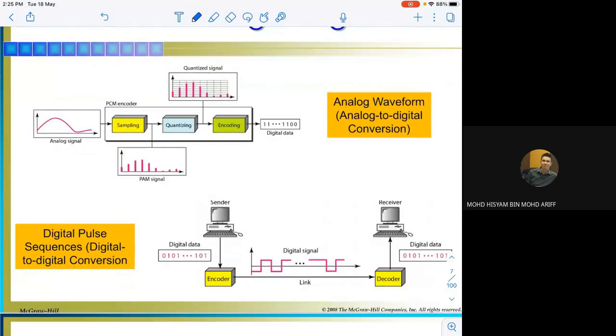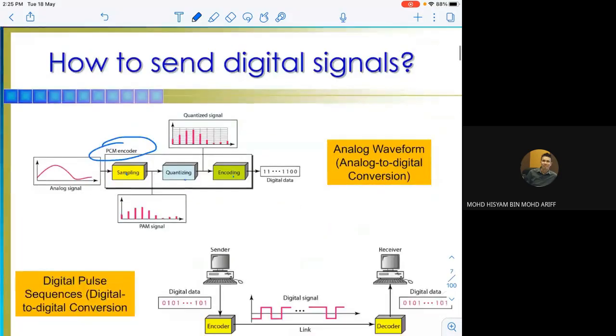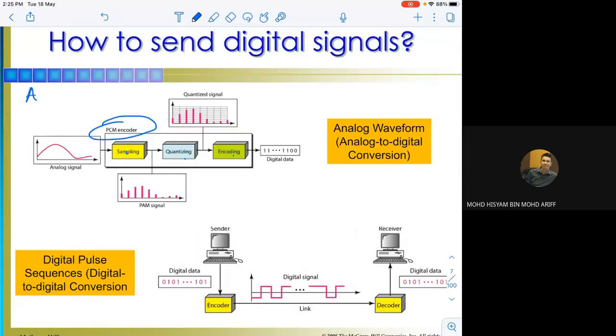This one, as I mentioned before in the previous slide, is PCM. PCM is a process of sampling, quantization, and also encoding. As I mentioned before, this is on the DAC, ADC here. The process occurs at the ADC, the analog to digital converter. ADC means from an analog signal, finally you get a stream of bit data, 010101.